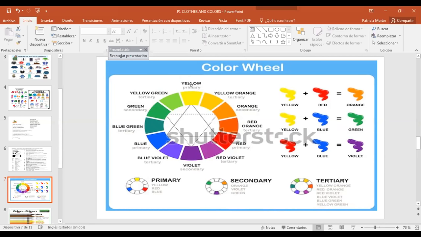So we have the primary colors like yellow and blue. Red is a primary. And then we have the secondary colors like orange, violet, and green. And then we have the tertiary colors. Tertiary is because you mix different colors. Cuando ya vamos mezclando, tenemos los terciarios, ¿verdad? Yellow-green, blue-green, blue-violet, red-violet, red-orange, and yellow-orange, for example. So here you have the primary: yellow, red, and blue; the secondary: orange, violet, and green; and the tertiary, the mixed ones.